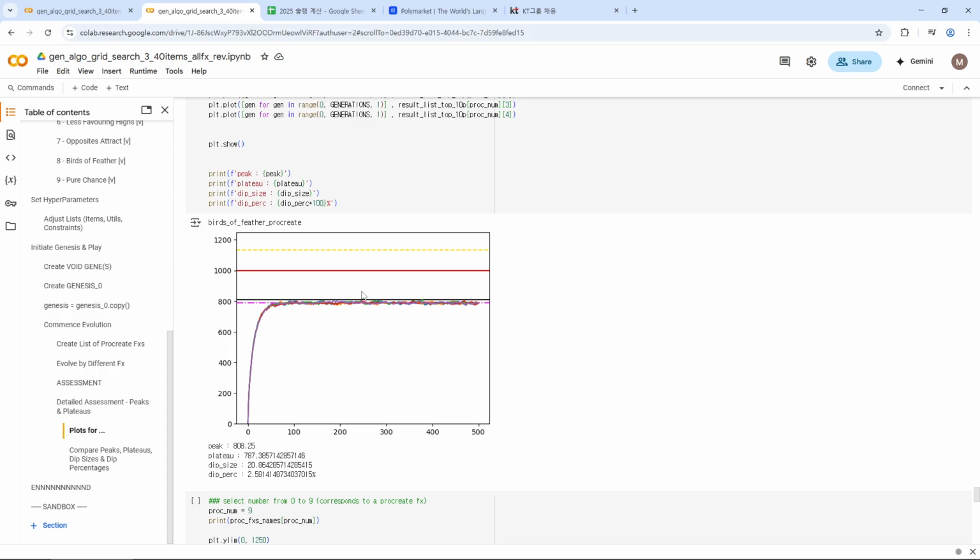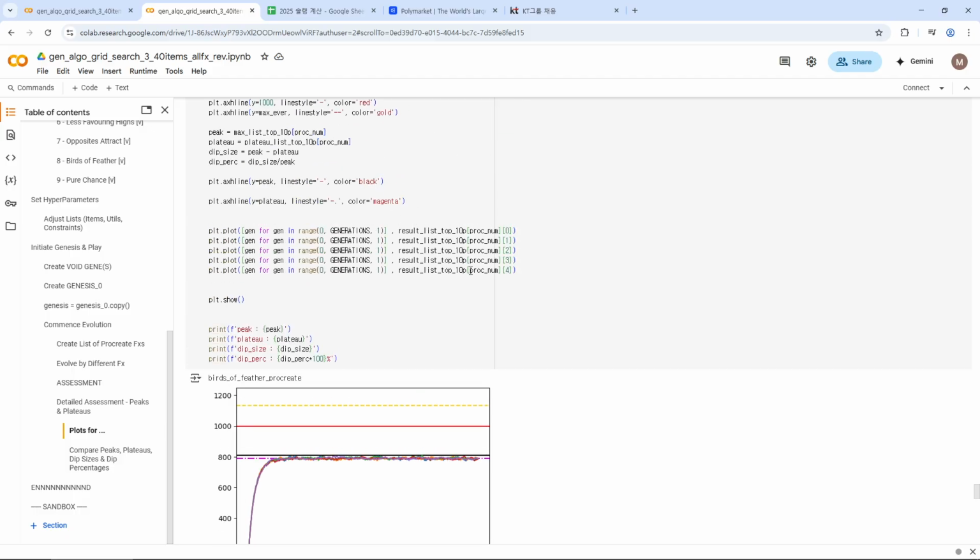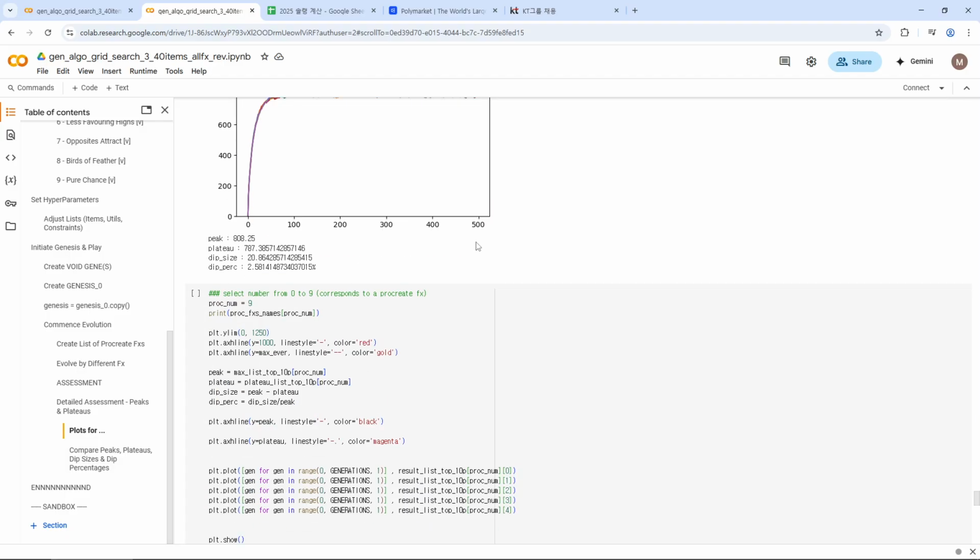Which is quite interesting, because it seems that whether you let entities that are very similar to one another procreate, or whether you let entities that are very different from one another procreate, they will produce almost the same results when it comes to the averages of top 10% or top something percent entities in terms of summed utility values.